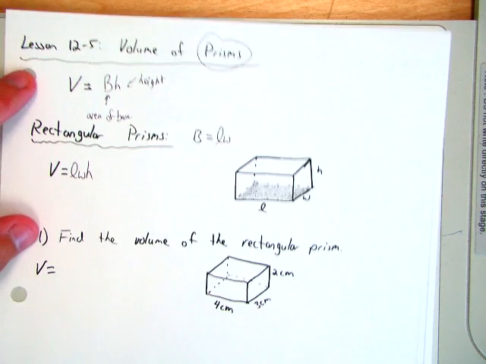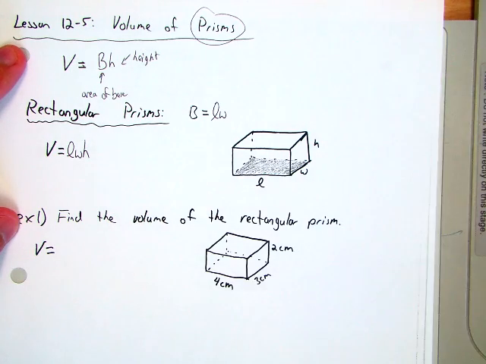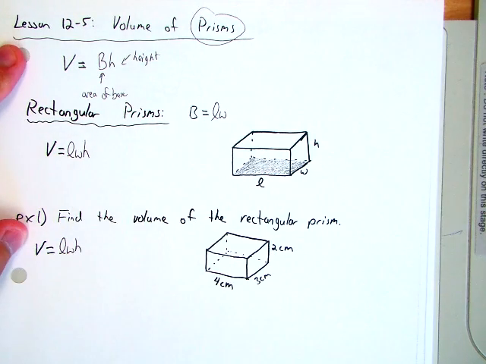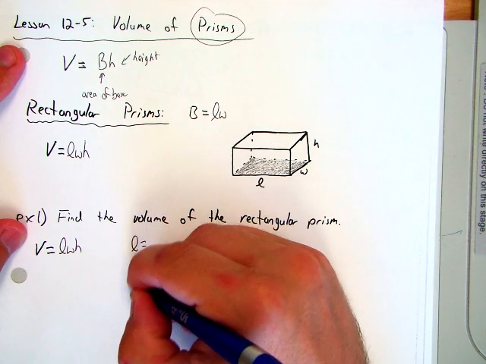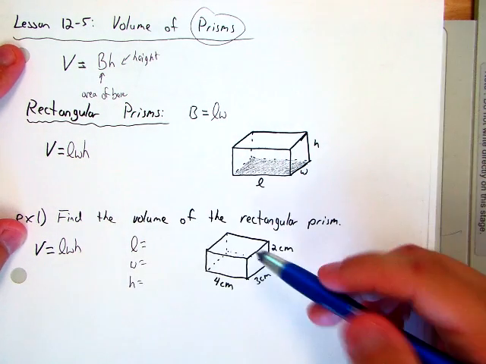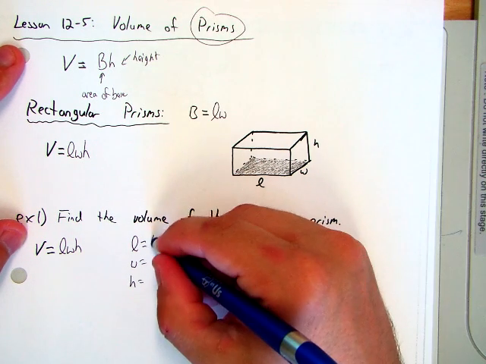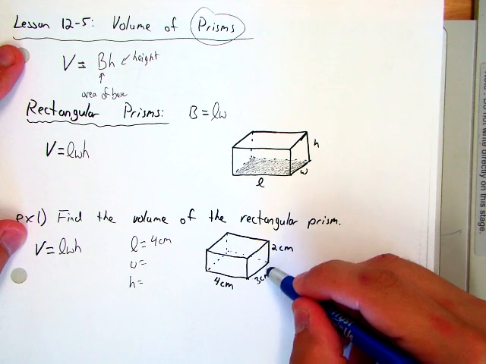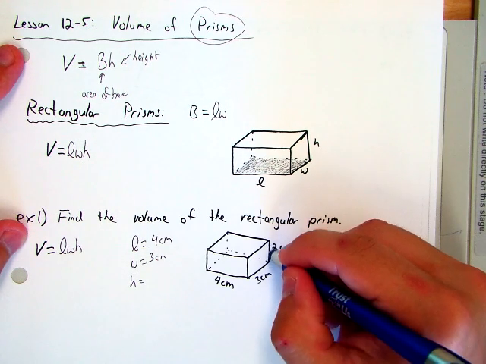So let's utilize that information to help us find the volume in example 1. So it says find the volume of the rectangular prism. First of all, let's write down the formula. What I like to do is actually write down what each one of these values are. So the length is going to be 4 centimeters. The width is 3 centimeters. And the height is 2 centimeters.